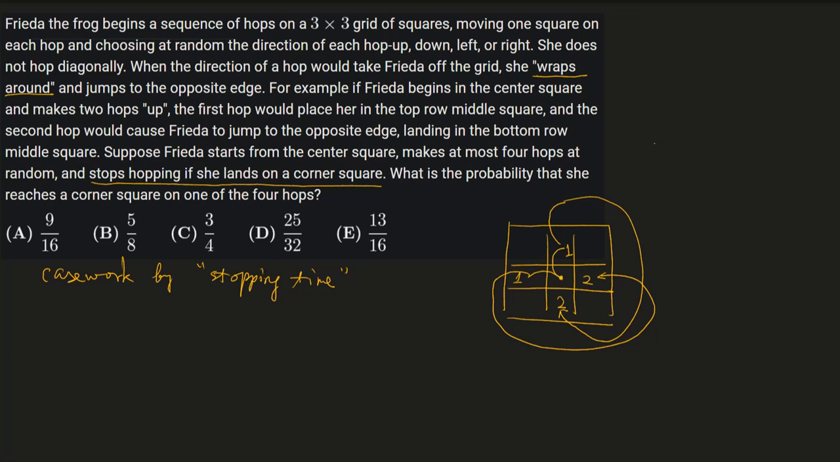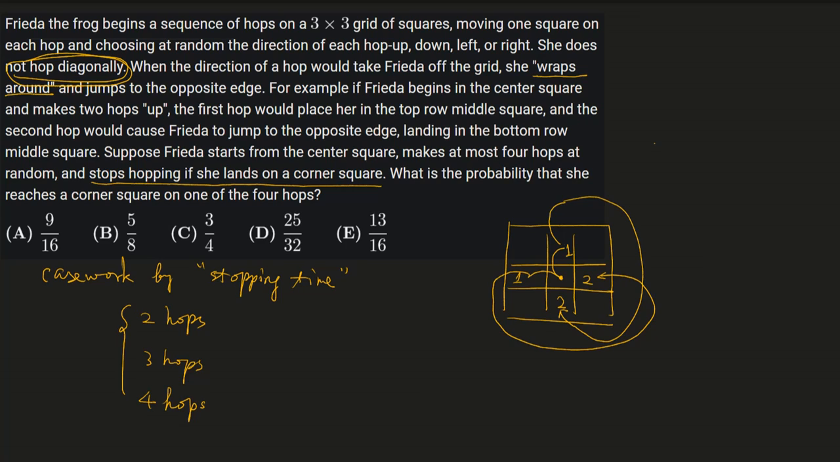And then we know that obviously we have 3 cases. That's 2 hops, 3 hops, and 4 hops. Can she reach a corner square after only 1 hop? That's impossible, right? Because she can't hop diagonally. That's what this says. She does not hop diagonally.